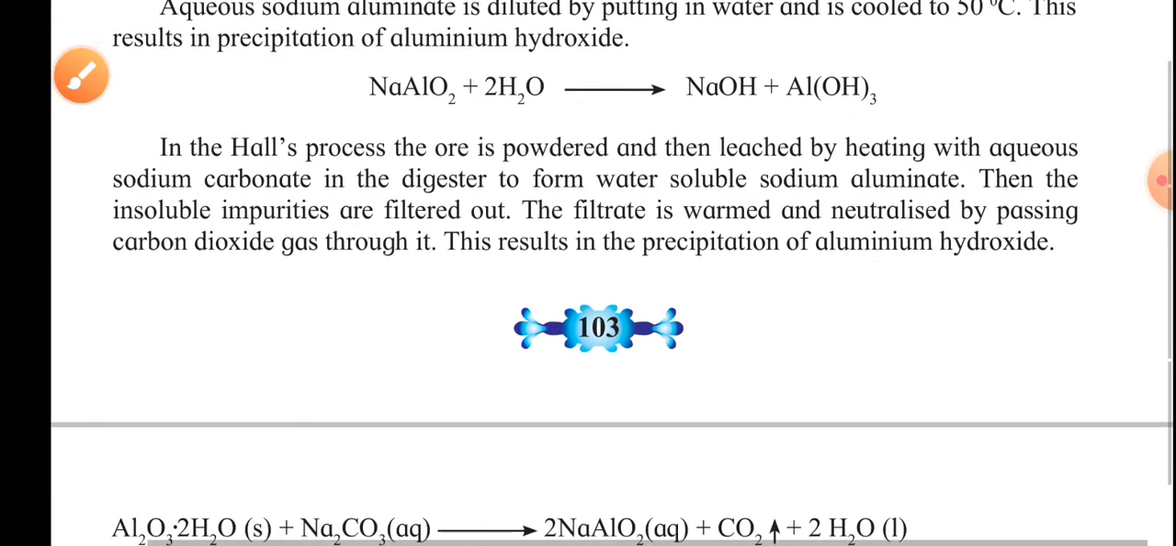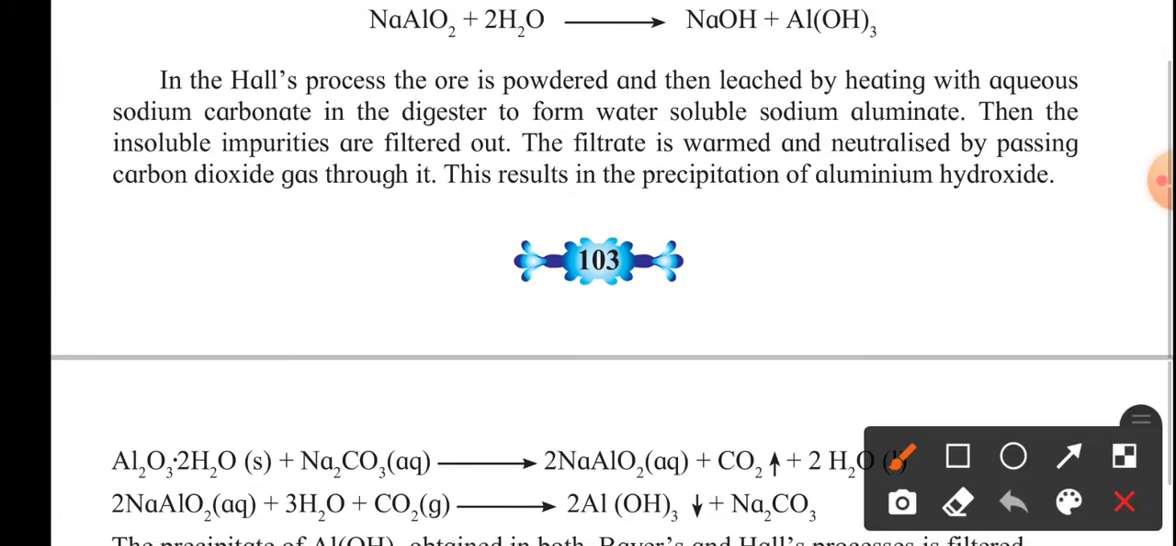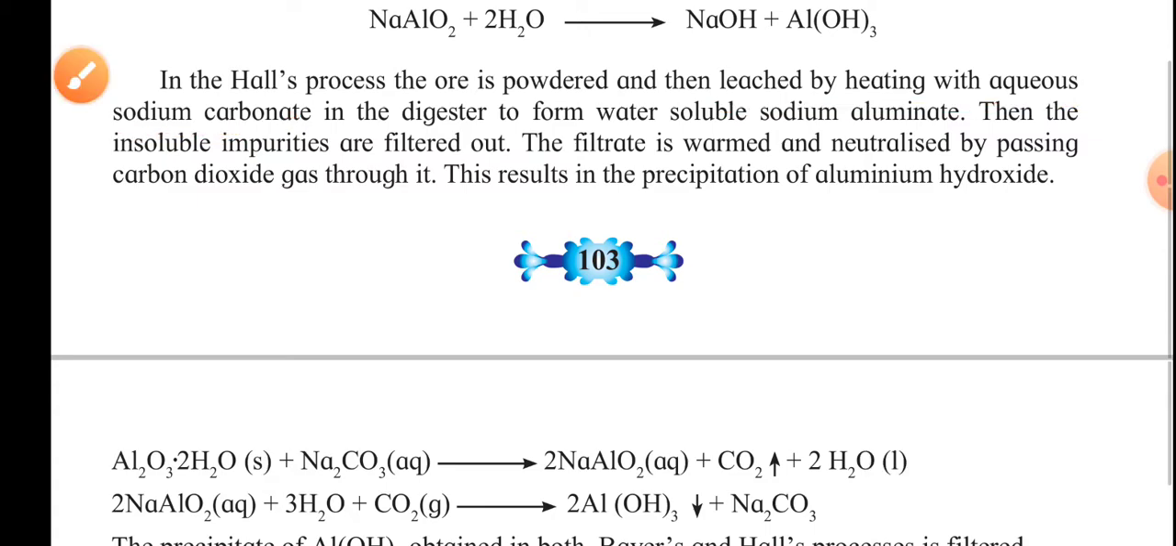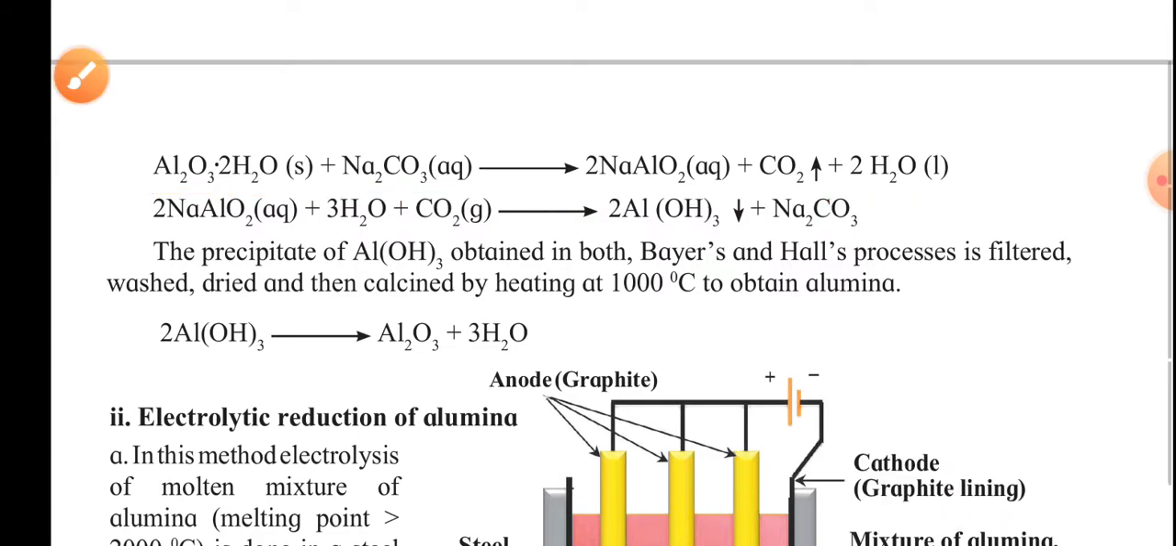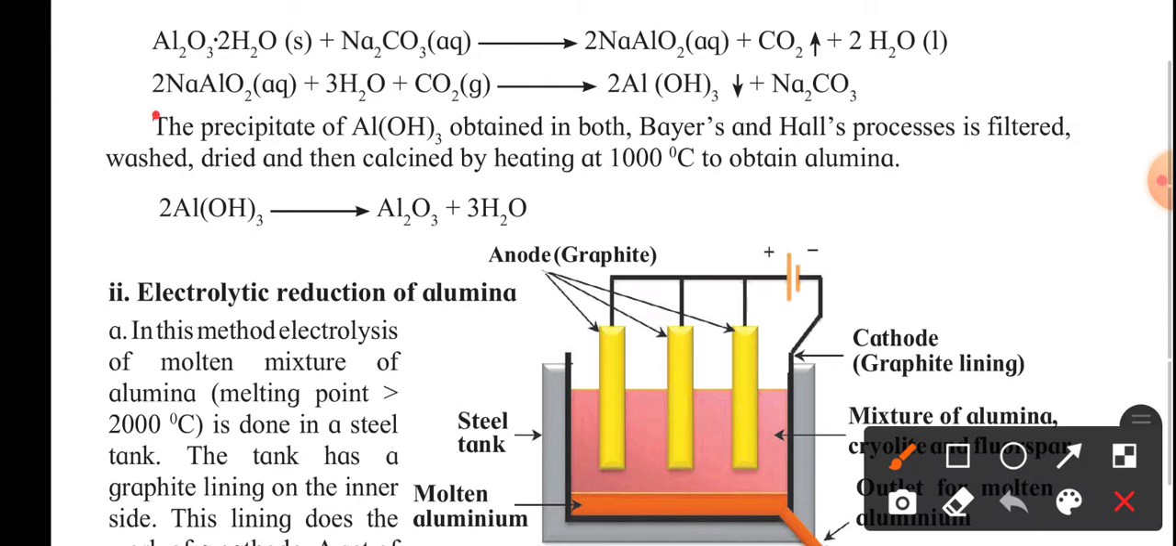In the Hall's process, the ore is powdered and then leached by heating with aqueous sodium carbonate. It is leached with the sodium carbonate and again forms sodium aluminate along with carbon dioxide gas and water. Further, this sodium aluminate reacts with water and forms aluminium hydroxide and sodium carbonate.